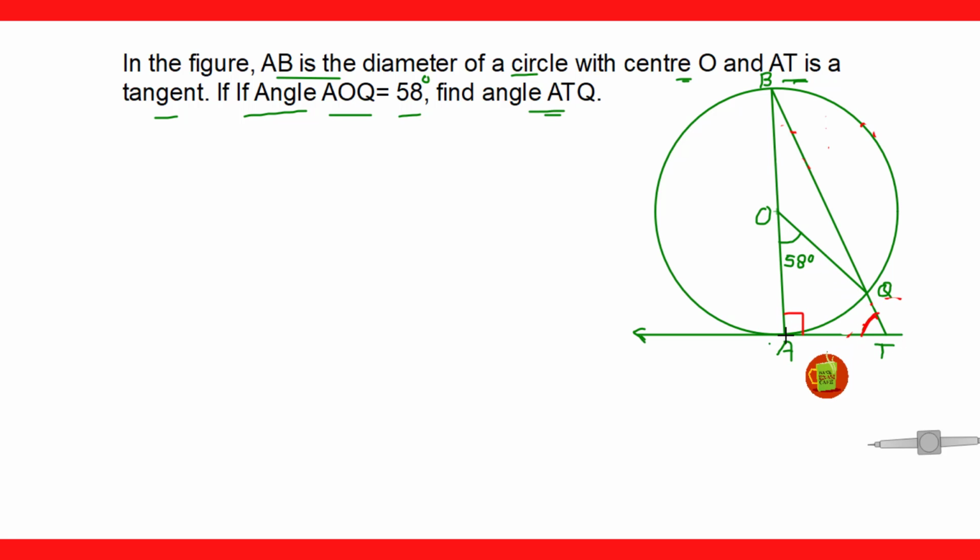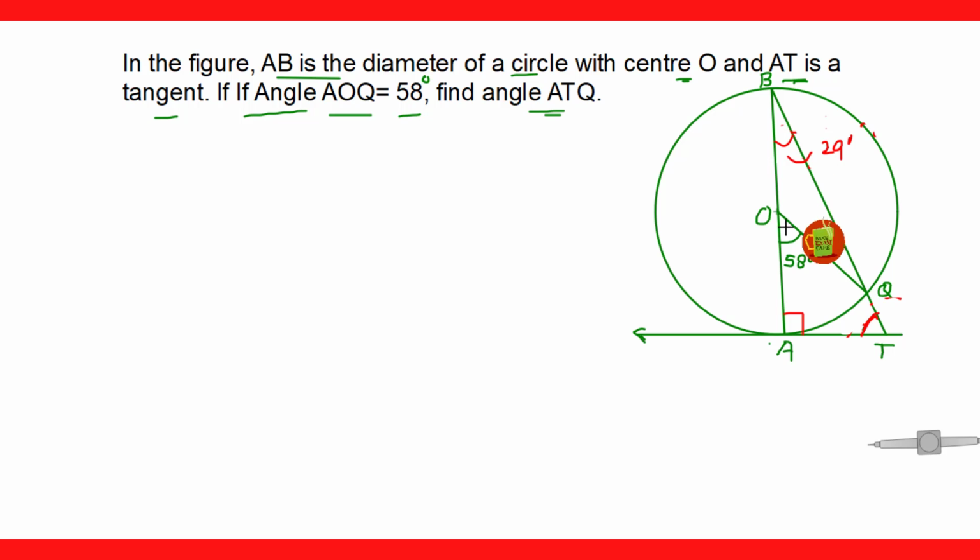We know that the arc AQ subtends an angle of 58 at the center, and the angle subtended at the center by the arc AQ is double the angle subtended by it on the circle. So here angle ABQ will be half of angle AOQ, so half of 58 is 29. So this angle will be 29 degrees.